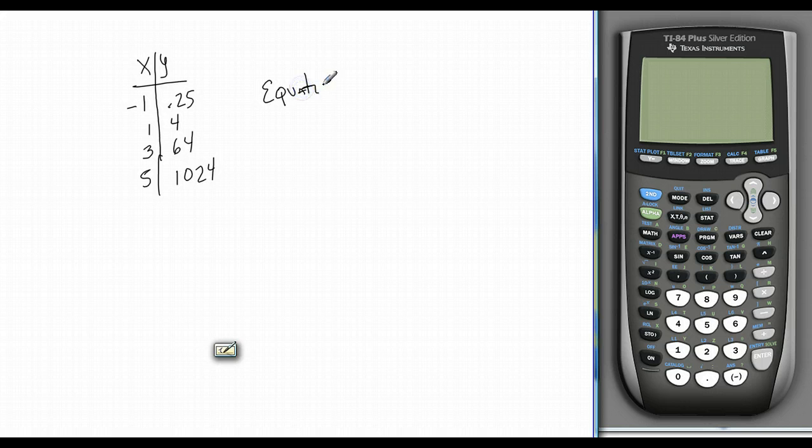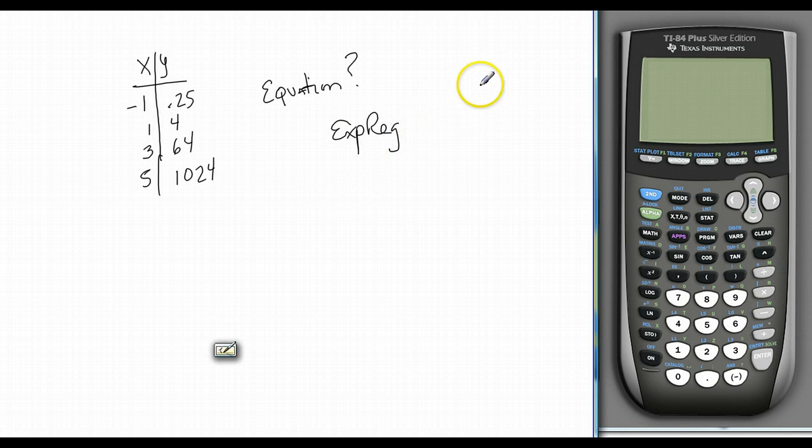Now what they've been doing is they give you the equation and they say, what are the points? Now it's backwards. They say, here's the points. What's the equation? And so what we're going to do is called exponential regression. On your calculator, it's going to be called ExpReg, exponential regression. So how do we do it?